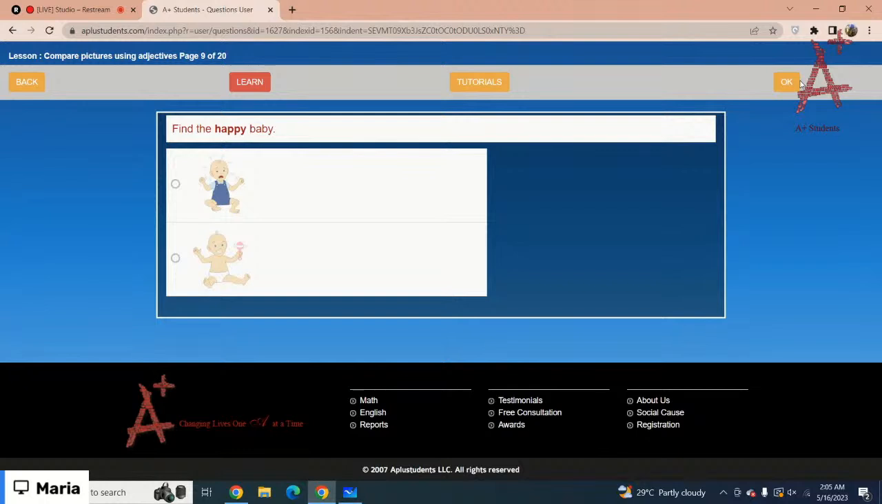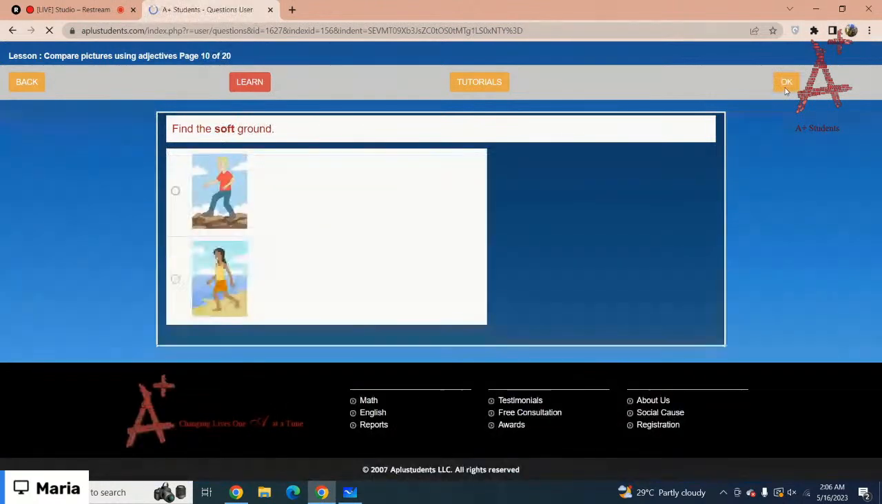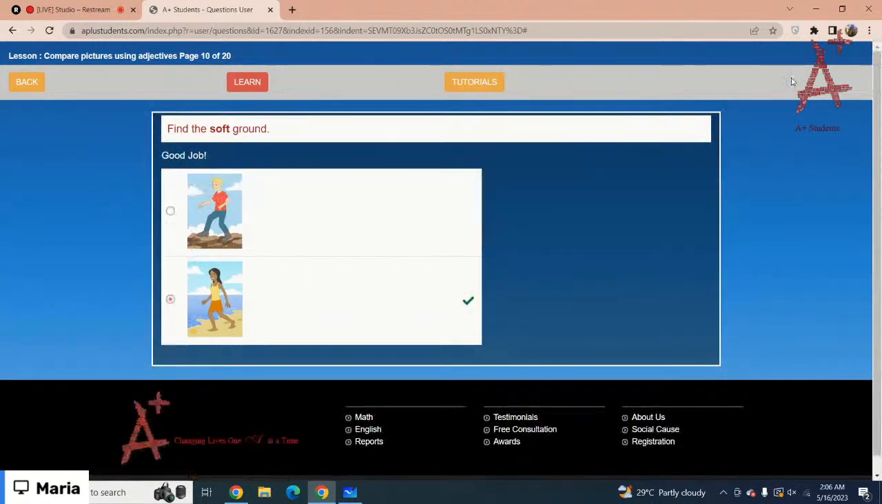Find the happy baby. Which baby is happy? One or two? The second baby is happy, the first one is crying. Find the soft ground. Which one is soft? One or two? The second one. The first one is hard. It's rocks, mountains. The second one is soft. Sand is soft.